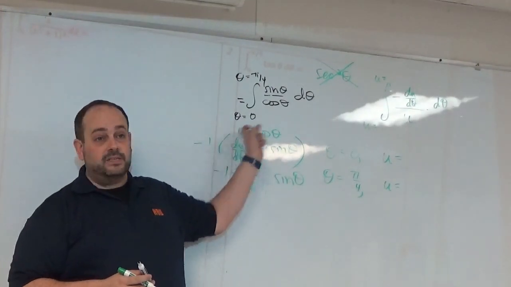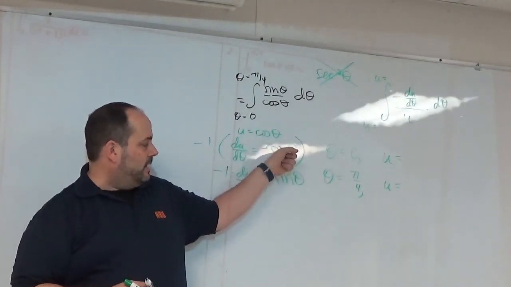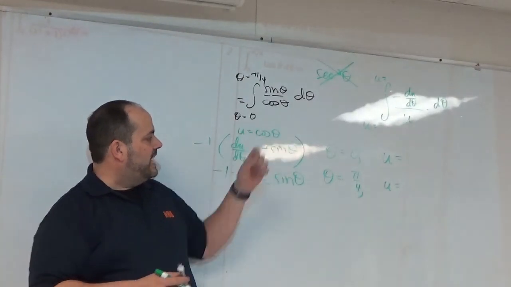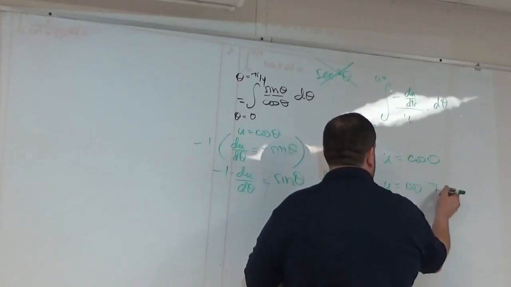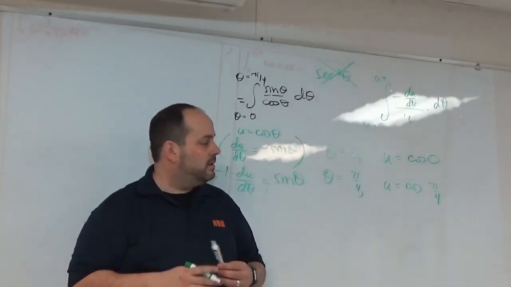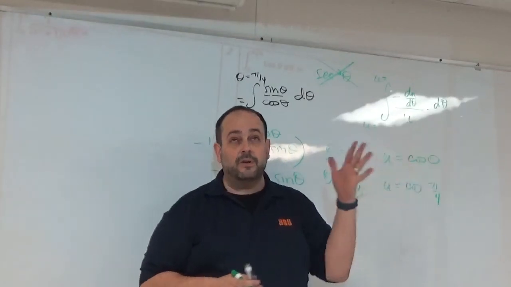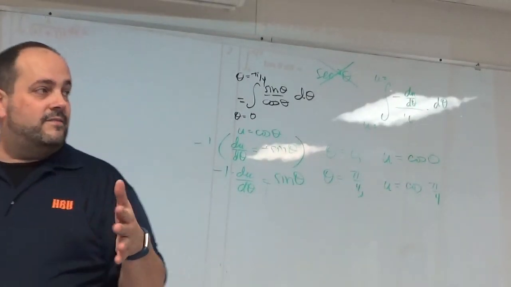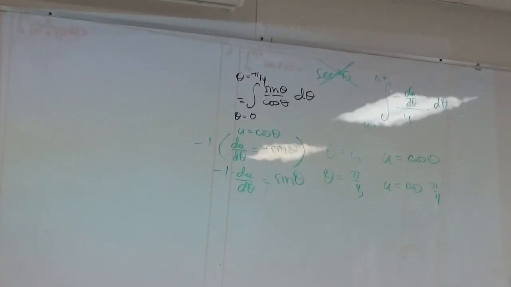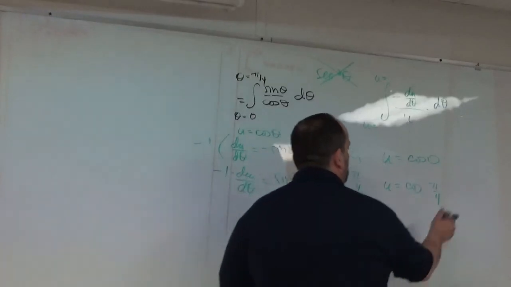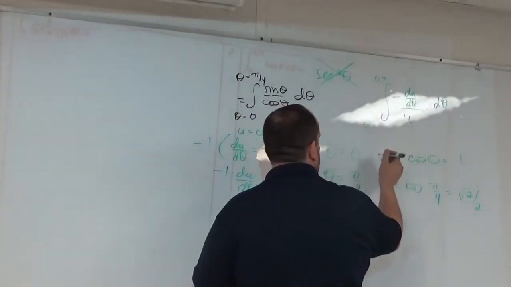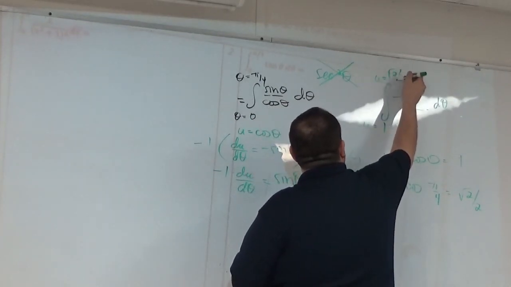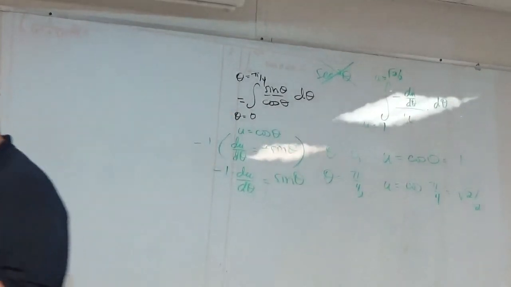You're going to go back over here because this is where you link the u and the theta. So if u is cosine of theta, then this is going to be cosine of 0. This is cosine of pi over 4. And cosine of 0, everyone who survived trig knows it is 1. Cosine of pi over 4 is square root of 2 over 2. So 1 to square root of 2 over 2. Okay, finish it off.